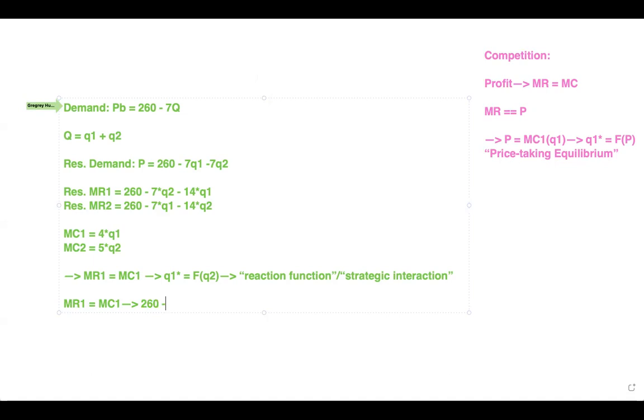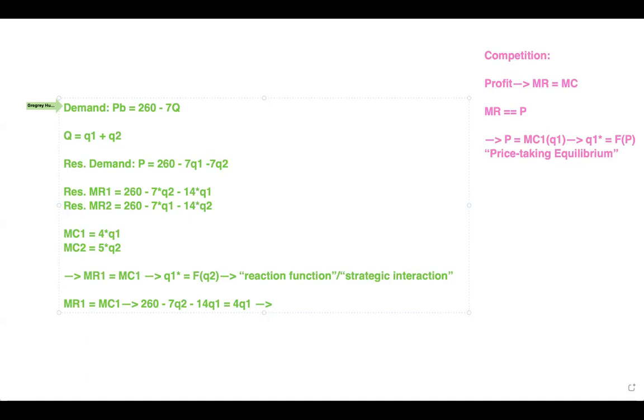So I have 260 minus 7Q2 minus 14Q1 is equal to 4Q1, right? And so I'm still talking to you, Arslan. So if you see anything that looks weird to you or whatever, just let me know.